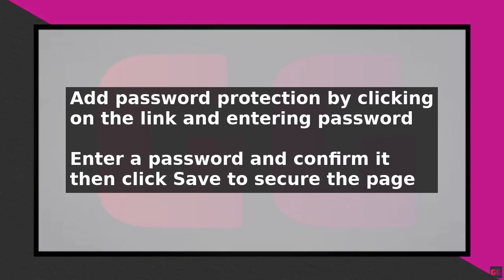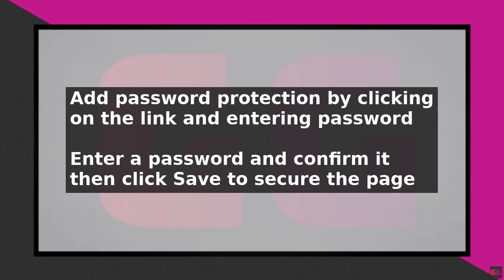To make the page completely private and inaccessible, you need to add a password protection. To do this, click on the Add Password Protection link below the visibility settings. Enter a password and confirm it, then click Save. Now, when someone tries to access the page, they will be prompted to enter the password. If they enter the correct password, they will be able to view the page. If they enter an incorrect password, they will see an error message.